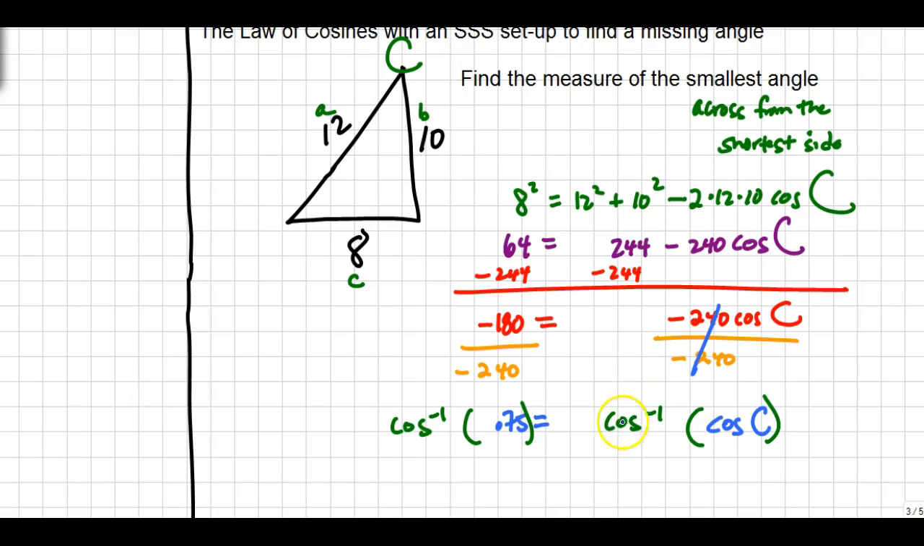The cosine is going to go away on this side because the inverse and cosine cancel each other out. And then over here we're going to round that off. And if we round to the whole number there, you get about 41. Remember that it is an angle measure, so make sure you put in the number with the degrees.